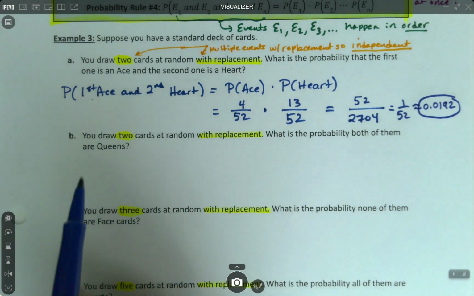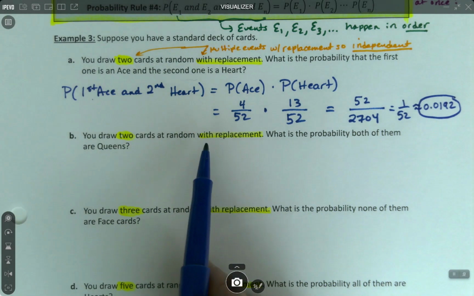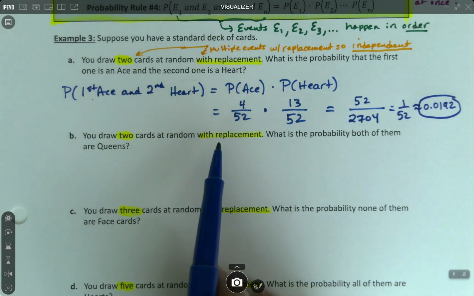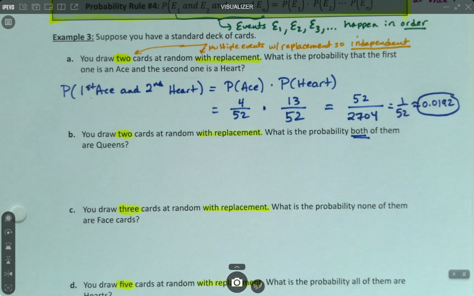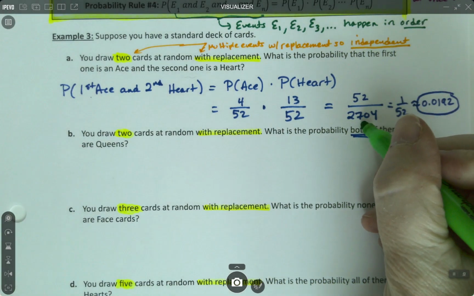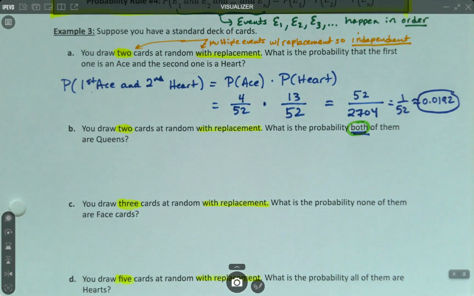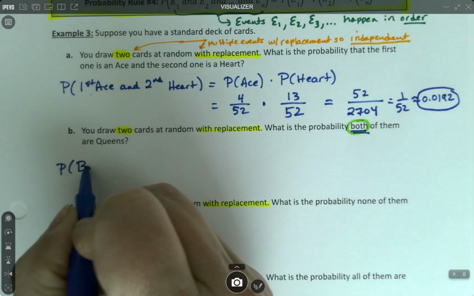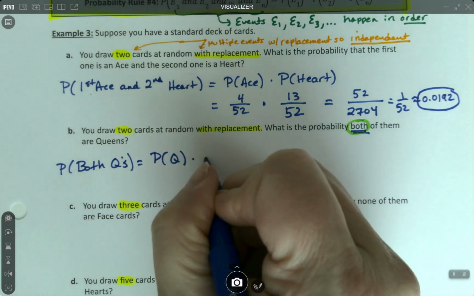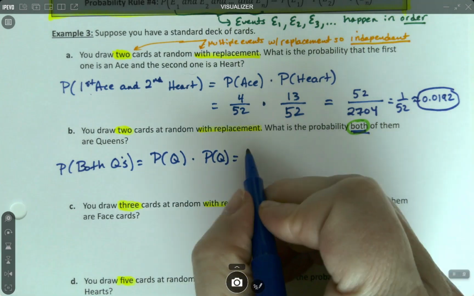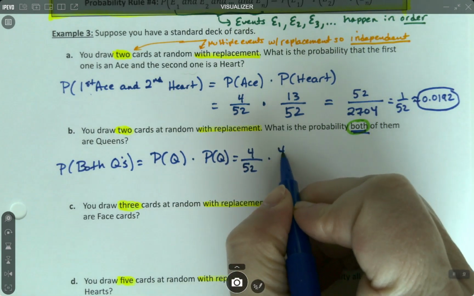All right, now suppose I'm drawing 2 cards again with replacement, so it's still a multiplication rule independent event. What is the probability that both of them are queens? Now, both is a key word that we're going to come back to later on in the page, so I'm just going to highlight it for now and I guess I'll choose green. So let's just take notice of that. All right, so the probability that both are queens is the probability of a queen for the first card times the probability of a queen for the second card, which is 4 out of 52 times 4 out of 52.